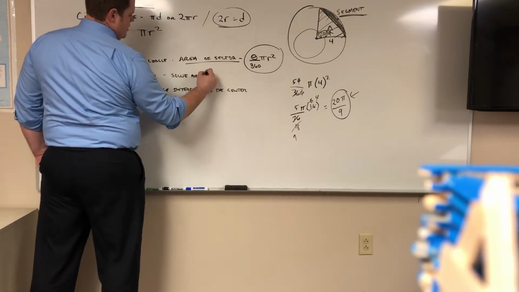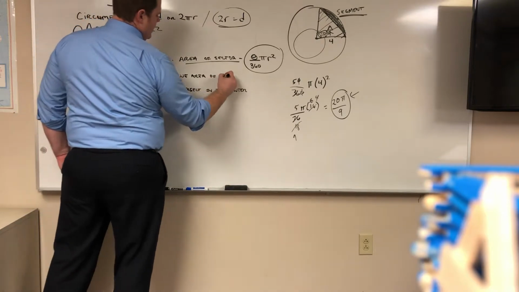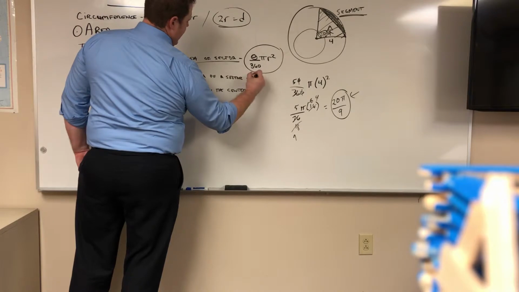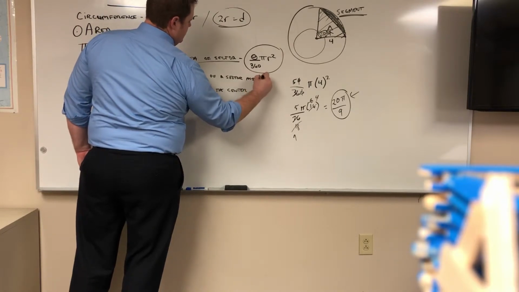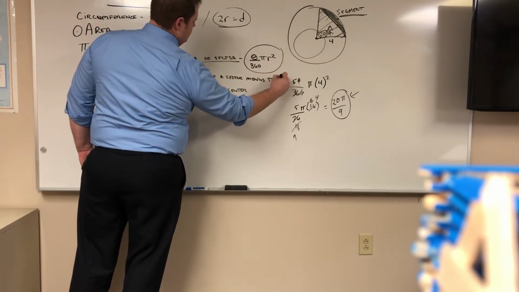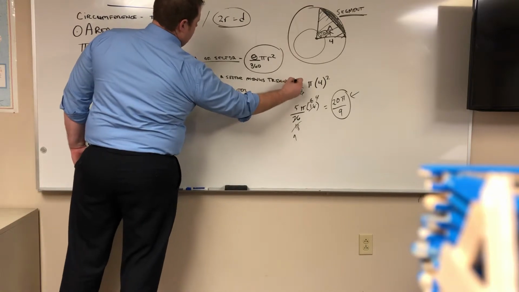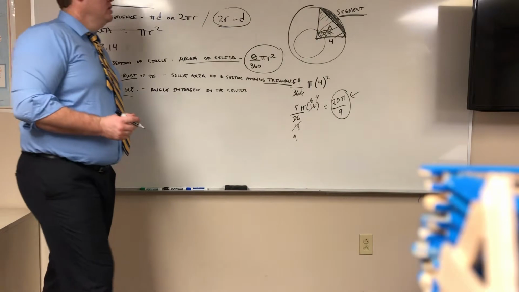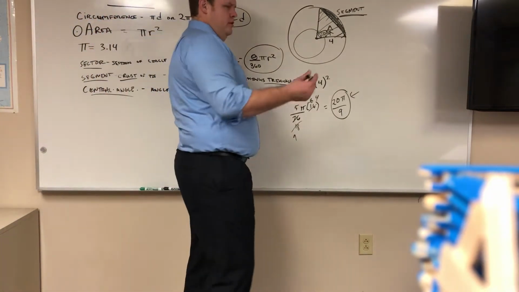So in order to find the segment, I'll write it right here, you solve area of a sector, subtract, minus the triangle. Okay? Does that make sense to everybody? Okay? So let's try it and do it again.